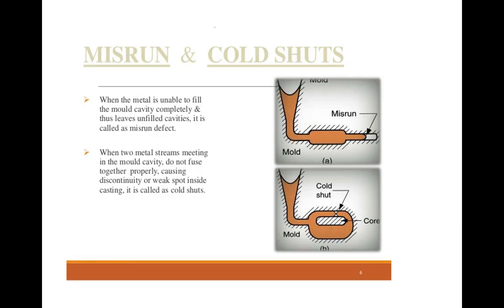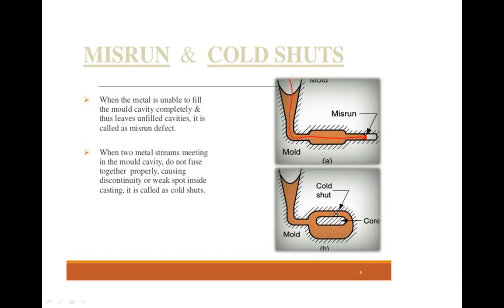Now, misrun and cold shut. In this diagram, this is called a misrun. It means you are pouring the molten metal through this flue, it fills the mold cavity, but it does not reach this end. It reaches up to this and solidifies at this end. So such a defect is called a misrun.